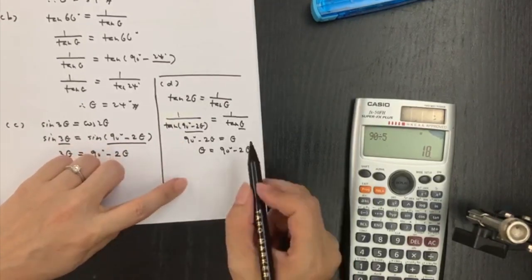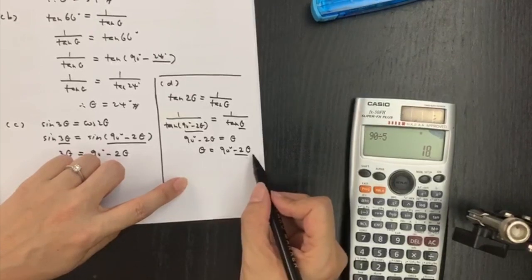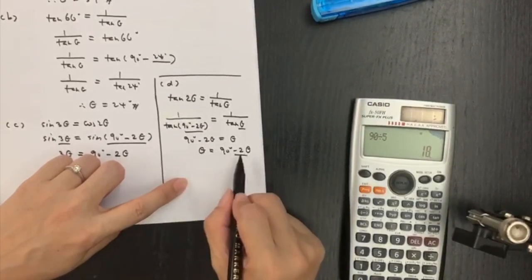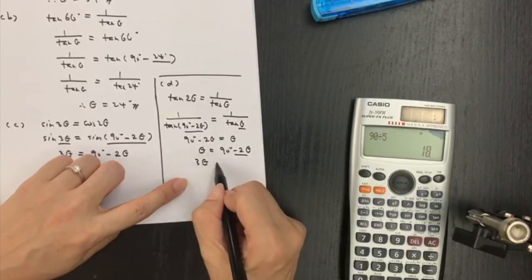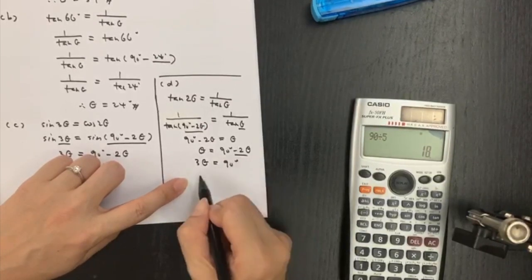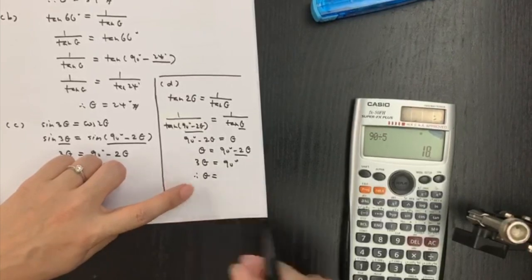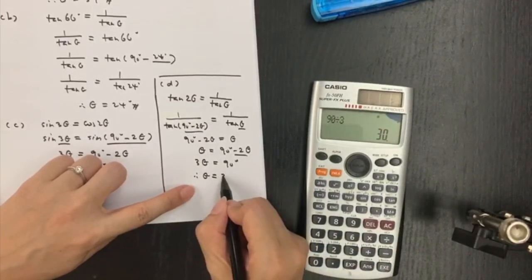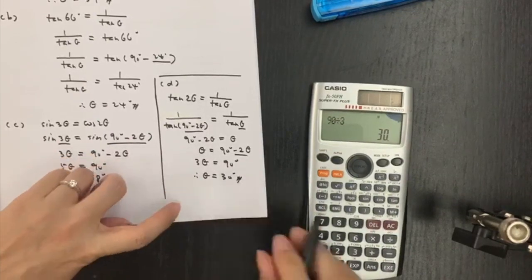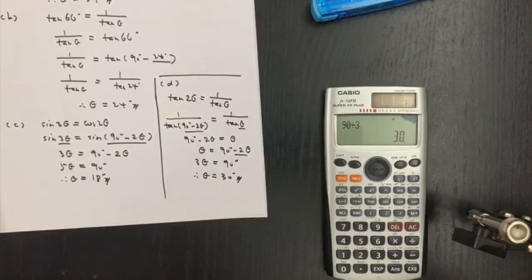You okay? So if I move this minus 2 theta on the right hand side to the left hand side, so that will be plus 2 theta and then 1 theta here, so I have 3 theta is equal to 90 degree. Therefore, what is 1 theta? So 90 divided by 3, so that I get 30 degrees for theta in this way.